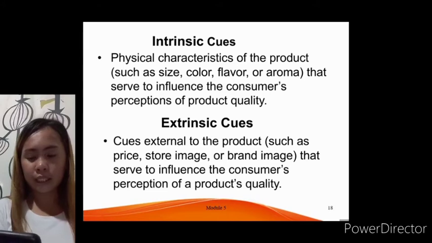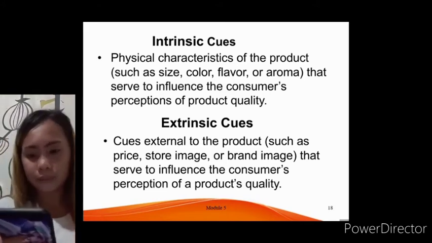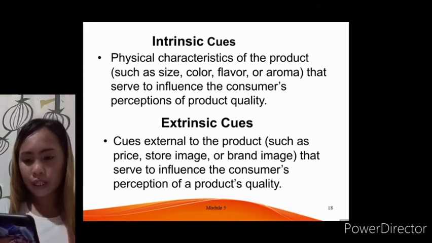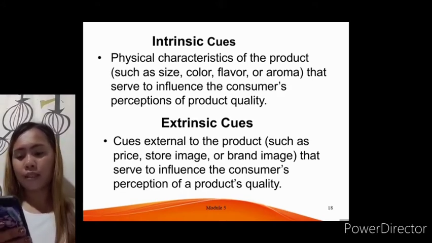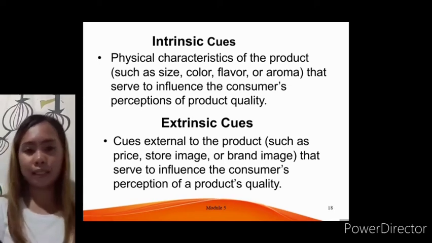Next, extrinsic cues. Cues external to the product such as price, store image, or brand image that serve to influence the consumer's perception of product quality.